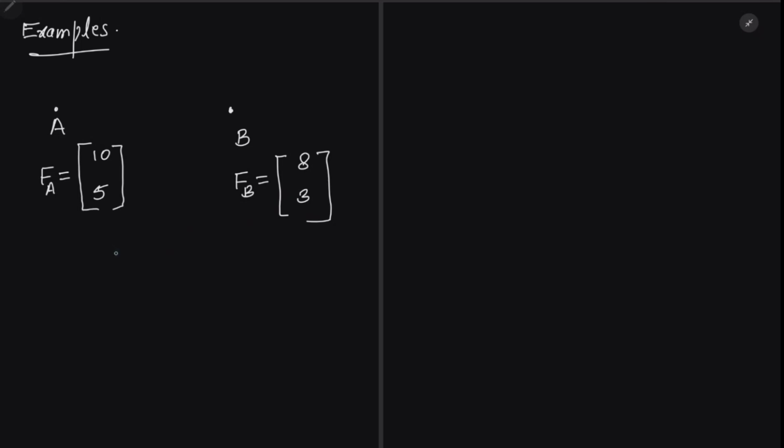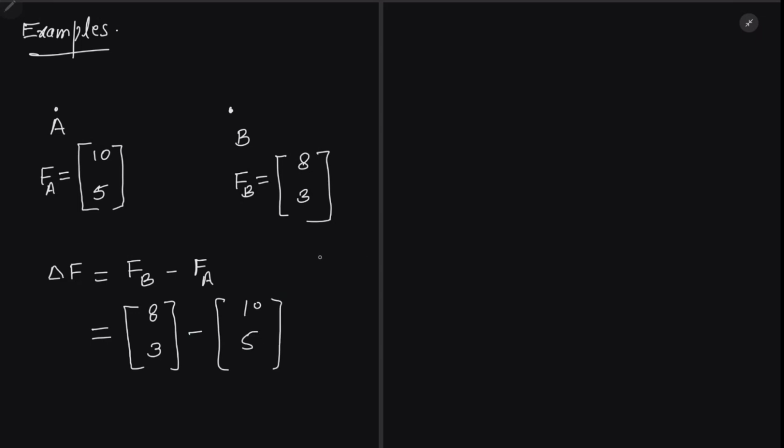So when we take a difference of these two fluxes, the difference will be the flux at point B minus the flux at point A. The flux at point B will be 8, 3, and the flux at point A will be 10, 5. The unit is kilogram per meter square per second. That's how the flux is defined.